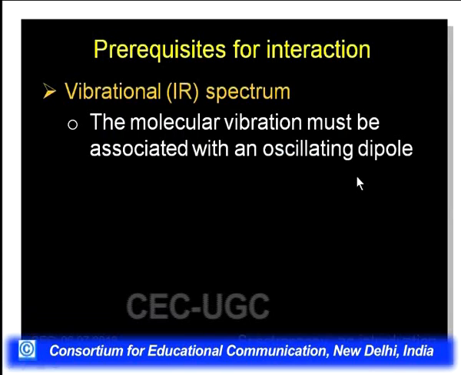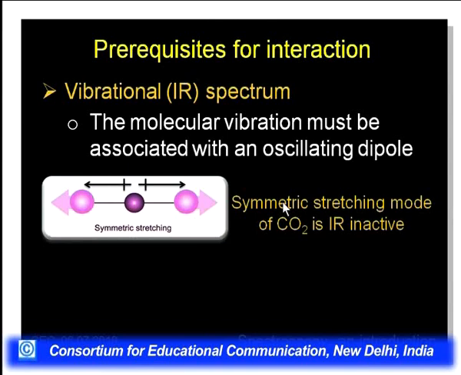Now, let's take a second example. In the case of IR spectrum, the requirement is that the molecular vibration must be associated with an oscillating dipole. Let's take two examples. Look at this one. This is the carbon dioxide symmetric stretching mode. We'll talk about it in detail at a later stage. For right now, we know that the carbon dioxide molecule is linear. We have a carbon atom here, and two oxygens. Since it's a symmetrical molecule, this is one dipole moment and this is another dipole moment. The two are in opposite directions, and the net dipole moment happens to be zero.